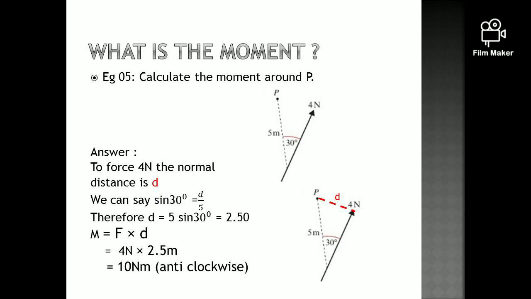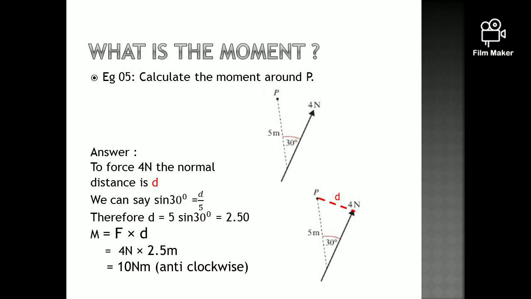Then consider this triangle. It's a right angle triangle where D is the opposite and the given length 5 meters is the hypotenuse. Therefore, you can say sine 30 is equal to D over 5. With that, you can find the distance D as 2.5 meters.